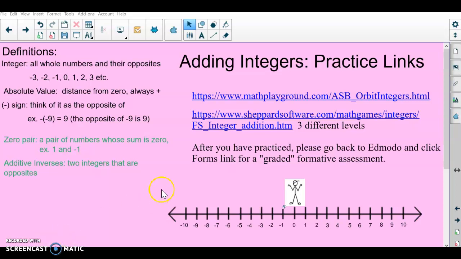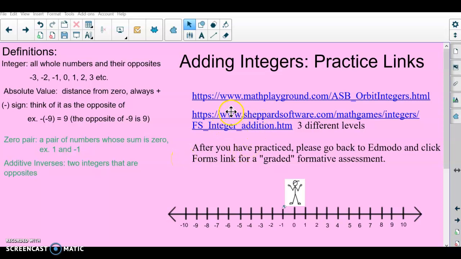Okay, I was just about done and did not realize I reached my 15-minute limit on this Screencast-O-Matic. So I wanted to explain this to you. There are two different websites here for you to check out to practice.